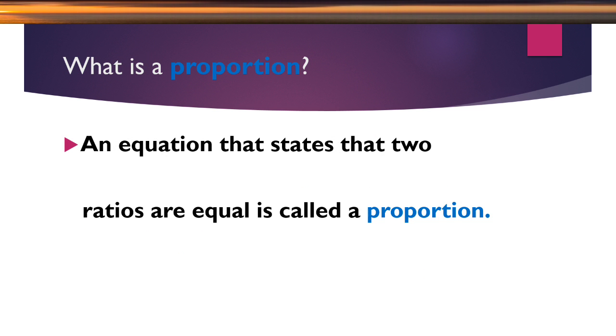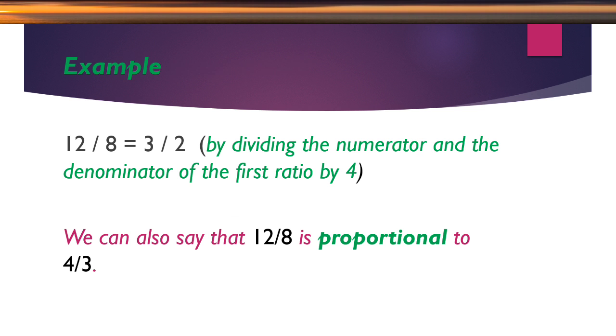Now, what is a proportion? An equation that states that two ratios are equal is called a proportion. An example of this: write a proportion for 12 over 8. We'll divide the numerator and the denominator of the first ratio by 4. So we divide 12 by 4 and 8 by 4. 12 divided by 4 equals 3 and 8 divided by 4 equals 2. Now we obtained another ratio, so 12 over 8 equals 3 over 2, and this is the proportion. We can also say that 12 over 8 is proportional to 3 over 2.